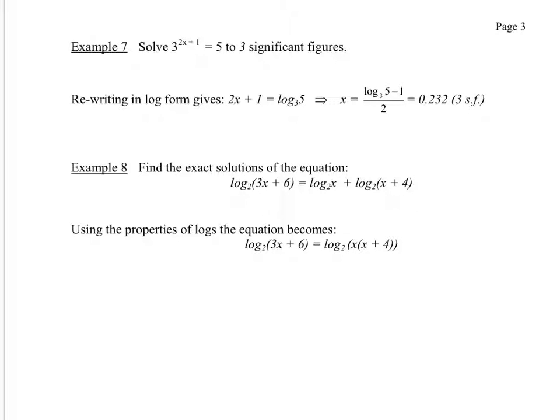And notice what we've done. The x multiplies the x plus 4 down here. And then we can look at the inside here. The 3x plus 6 has to be equal to the x times x plus 4. And that is going to be our next equation. So no longer have we got logs or anything to complicate things, but we've got quite a difficult equation here still to solve.